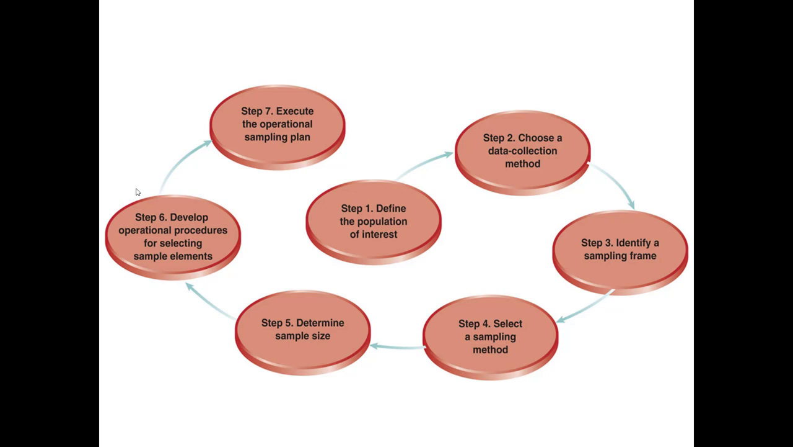This is the process of sampling. We have seven steps, so we'll talk about one at a time. Step number one, define the population of interest. Step two, choose the data collection method. Step three, identify a sampling frame. Step four, select a sampling method. Step five, determine sample size. Step six, develop operating procedures for selecting sample elements. And last step, execute an operational sampling plan.